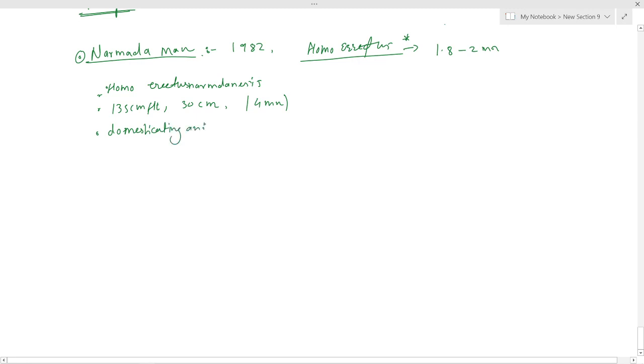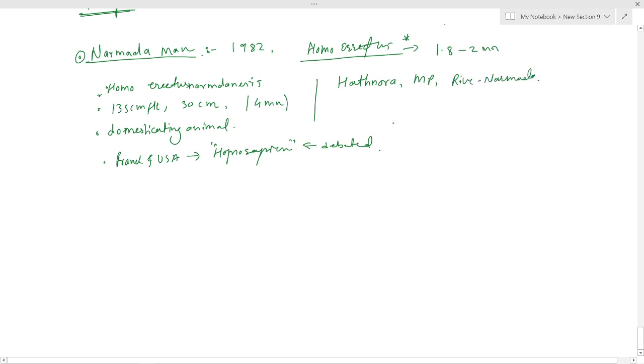It was domesticating animals, just like Europe. Some of the scholars were a team from France and USA, and they concluded that Narmada man was a Homo sapiens. But still it is debated. The name of the village is Hathnora, MP, river Narmada. The tools that they made were more sophisticated; Acheulean tools are what they made.